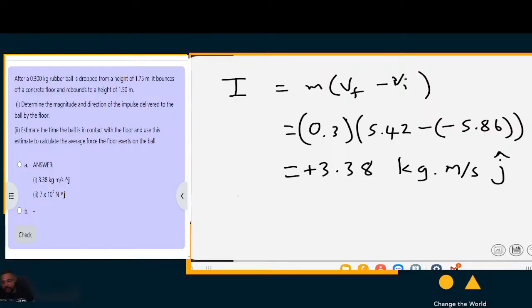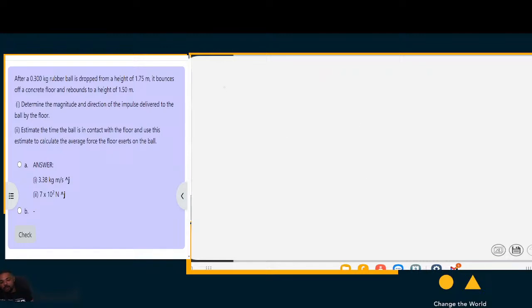Now, B: estimate the time the ball is in contact with the floor and use this estimate to calculate the average force the floor exerts on the ball. So remember this is correct, 3.38 kilogram meters per second. We got that answer correct. So for B, we need to estimate the time the ball is in contact with the floor and use this estimate to calculate the average force the floor exerts on the ball.